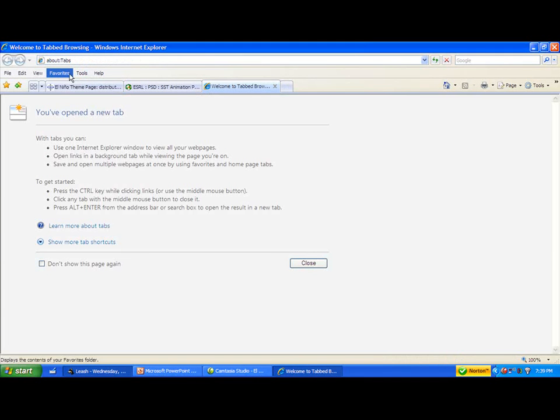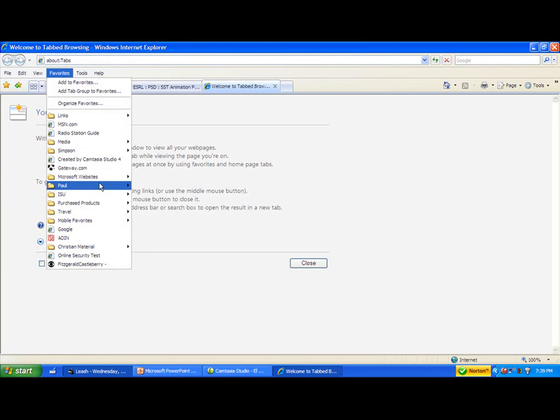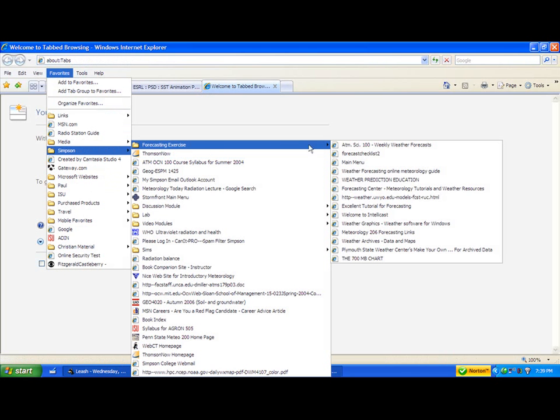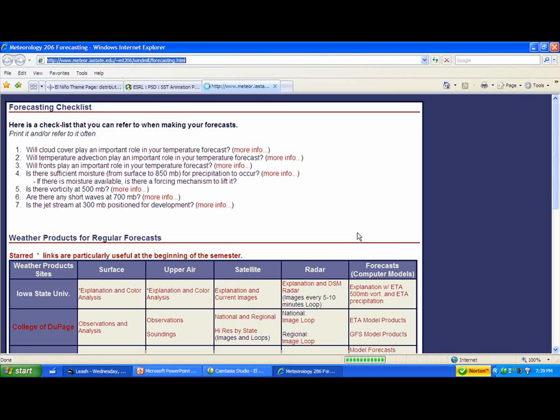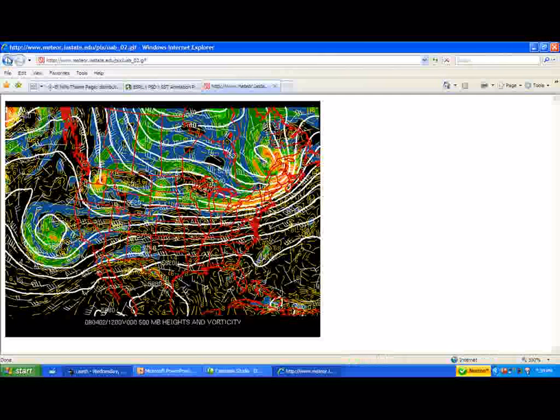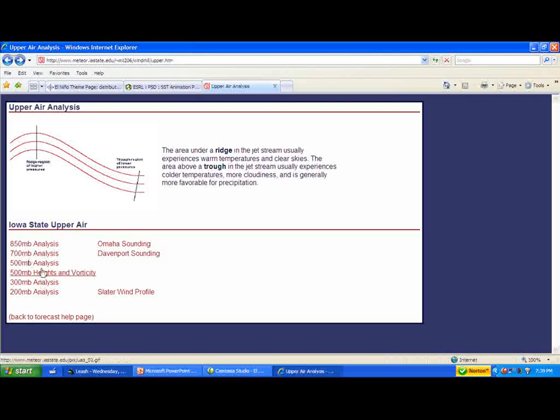I'm going to pull up a map. I'm going to go to our forecasting links. Here we go. And I'm going to go to the upper air at Iowa State. And I'm just going to pull one of these 500. Oh, that's messy. Let's back up. Let's pull this 500 millibar.